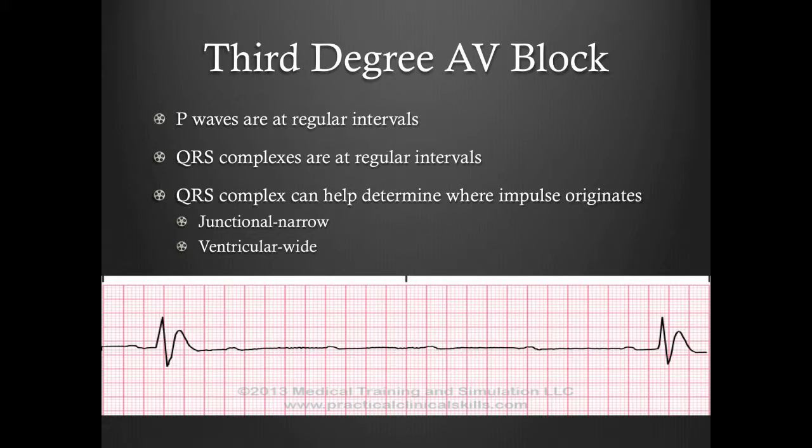So like I said before, P waves are at regular intervals. QRS complexes are usually at regular intervals. And where the QRS complex originates can be determined by whether it's a narrow or a wide QRS complex.